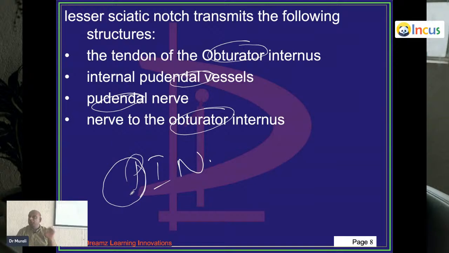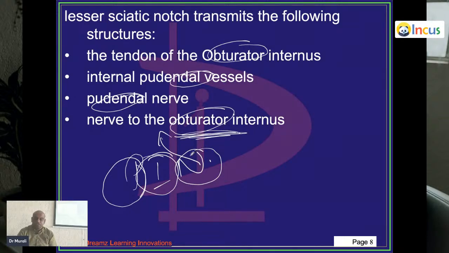P is pudendal vessels. N is nerve, which is pudendal nerve, and I is basically internal pudendal vessels. N is nerve to obturator internus. Sorry, P is pudendal nerve and pudendal vessels, and tendon of obturator internus.